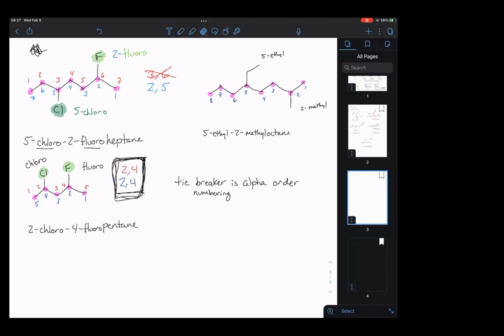I'm trying to think of an example of what you're getting at here. The bottom line is you have to have a tie in the numbering scheme. If you number it both ways, and at any point there's a lower number, you would pick that one. But if you have a tie across the board, 2 and 4, 2 and 4, then you resort to alphabetical order to break that tie. Again, you want to have in your mind that alphabetical order is a tiebreaker.